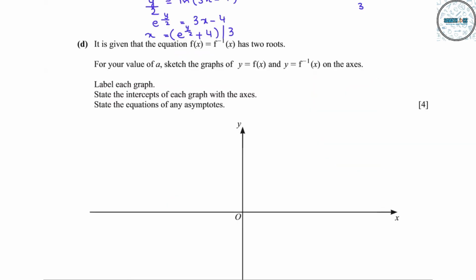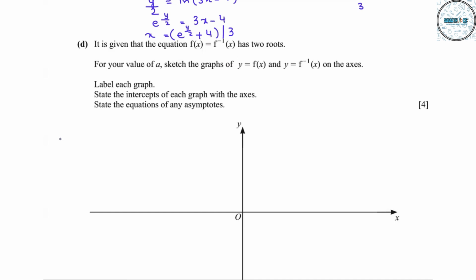Part D, it is given that the equation f of x is equal to f inverse of x has two roots. It means that the graphs of f of x and f inverse of x are intersecting at two different points. For your value of a, sketch the graphs of y is equal to f of x and y is equal to f inverse of x on the axis. Label each graph, state the intercepts of each graph with the axes, and state the equations of any asymptotes.